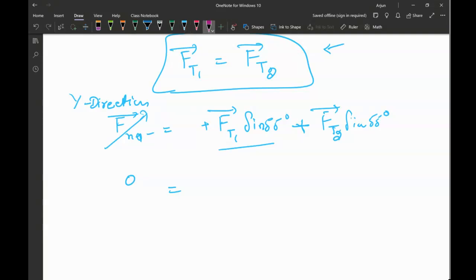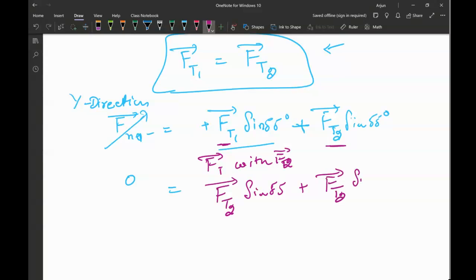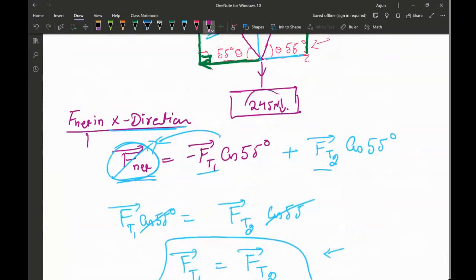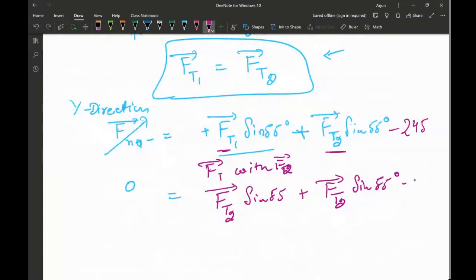And now net force is 0. Because I know ft1 and ft2 are equal, I can replace ft1 with ft2, or you can replace ft2 with ft1, whatever you want to do. So ft2 sine 55 plus ft2 sine 55 degrees. That's how I'm going to write it. One I forgot to write, 245, which is acting in the downward direction. Here, 245 acting downward. And this 245 is going to go on the other side. I can write it here, 245 equal to this.